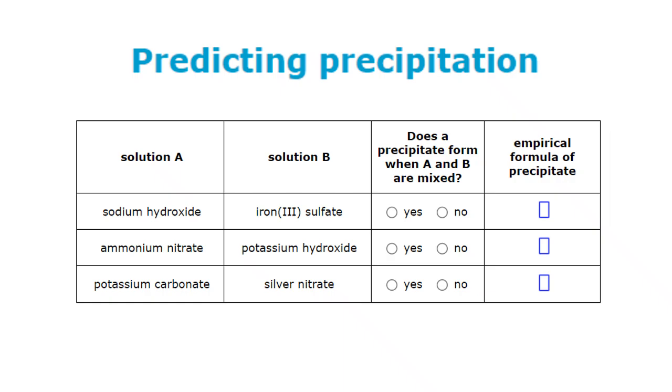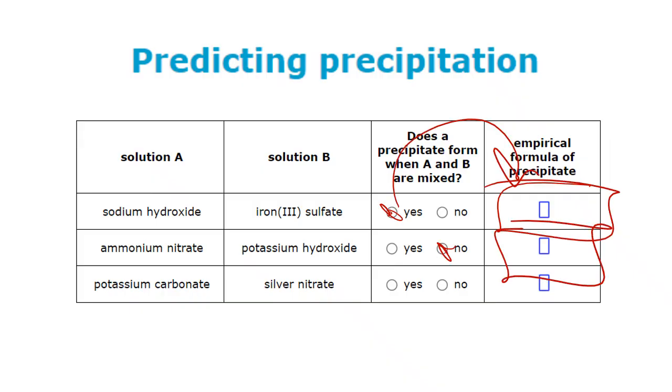So again, here we're going to say if a precipitate is formed. If a precipitate's formed, we're going to go yes. If not, no. Then if it is yes, we have to write something here.